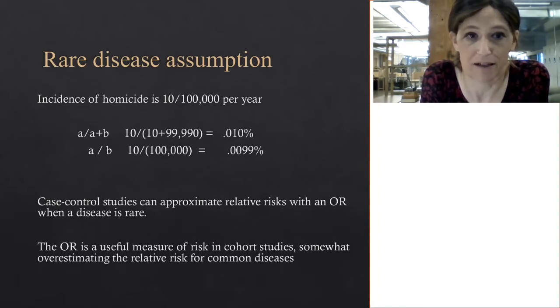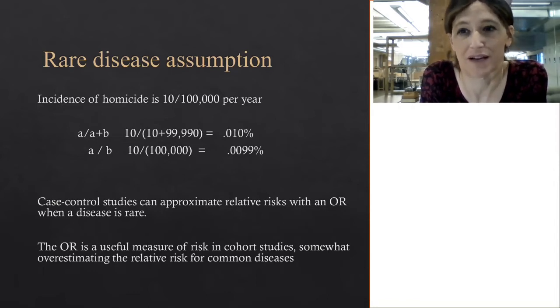Well, A over B, which would be the 10 cases per 100,000. So we're taking A over B instead of A over A plus B. It's very, very close to 1%. Okay, so it's because that 10 out of the whole in the population is relatively small.